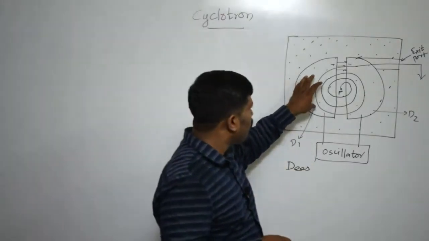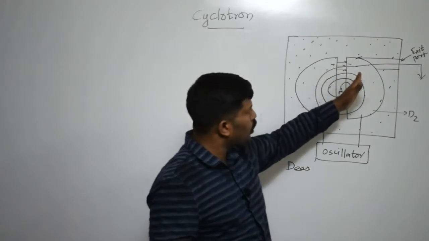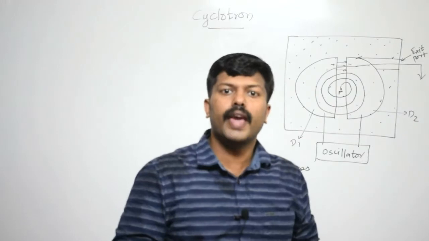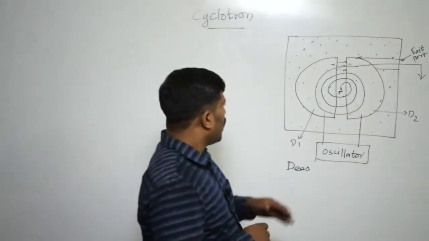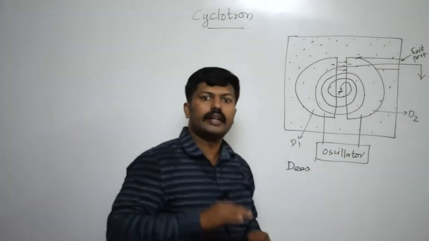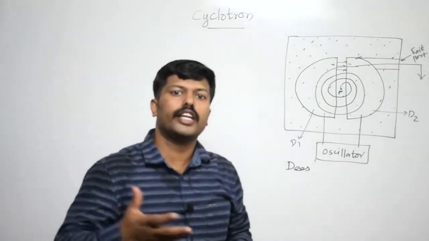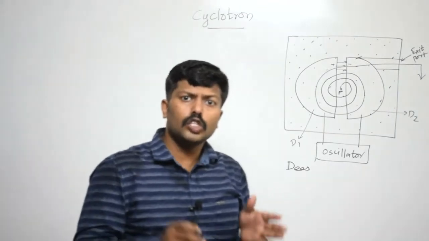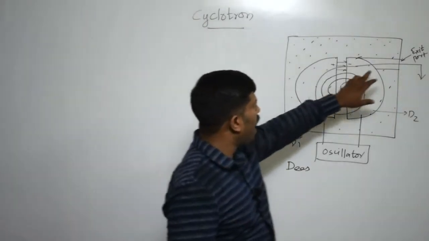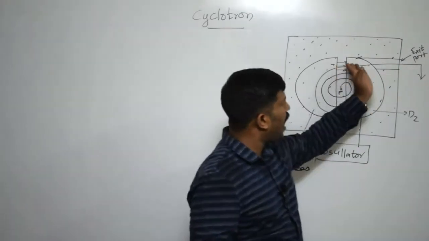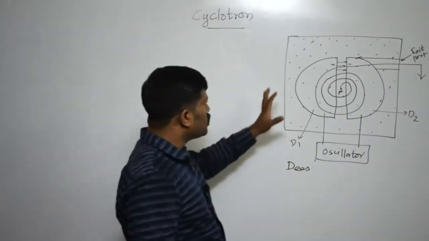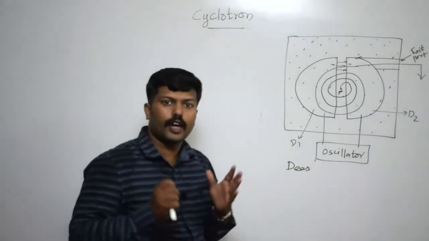The speciality of this container is that once a charged particle goes into it, no electric field will act upon it. And these two D's are excited by means of an oscillator, that is a high frequency voltage which we are applying. So now let us see how the other parts are. We have an exit port through which the highly energized charged particles will come out, and this is the entire setup by which a cyclotron works.